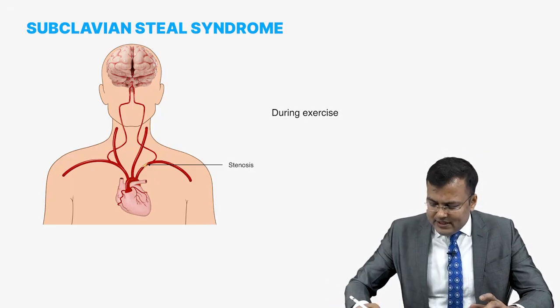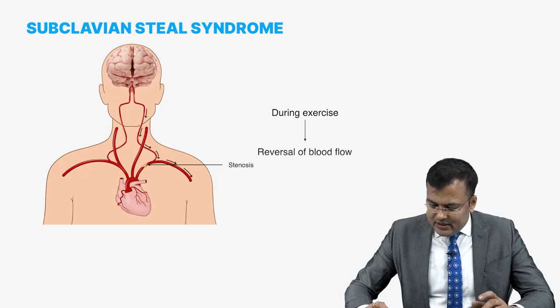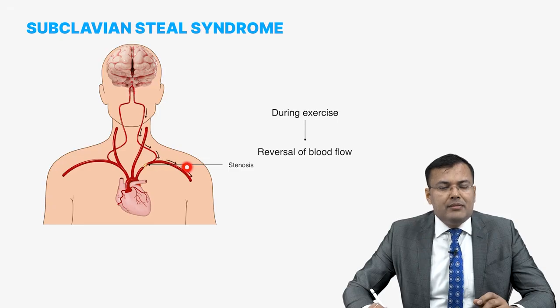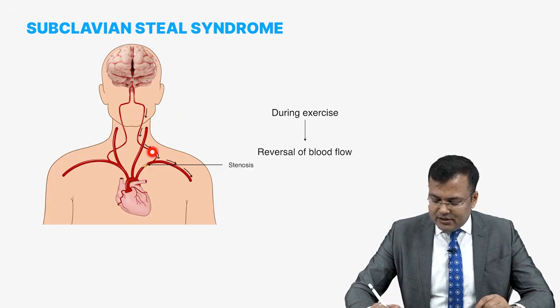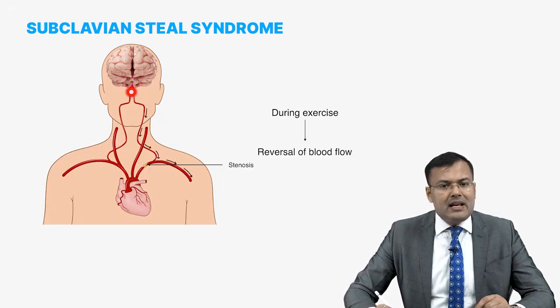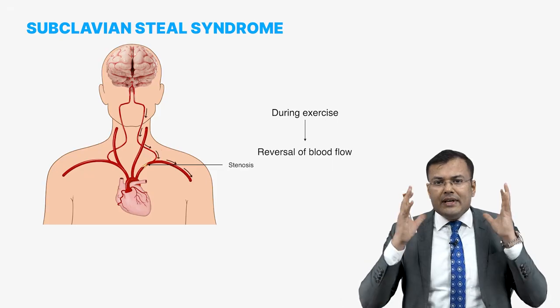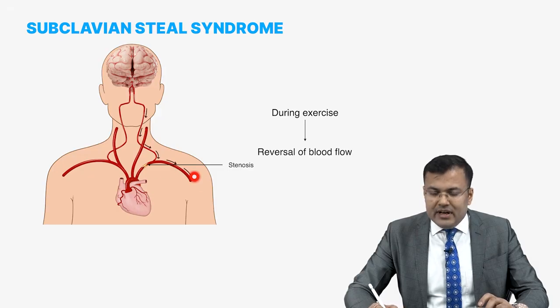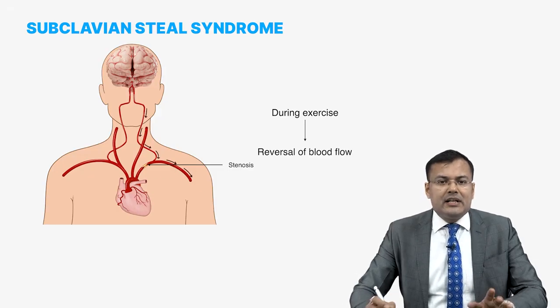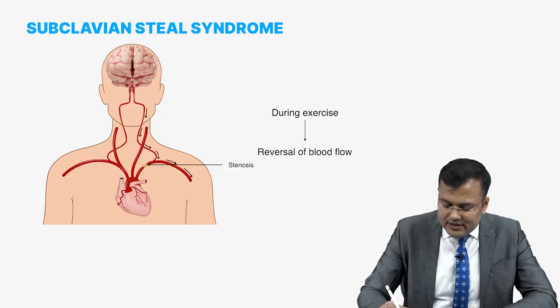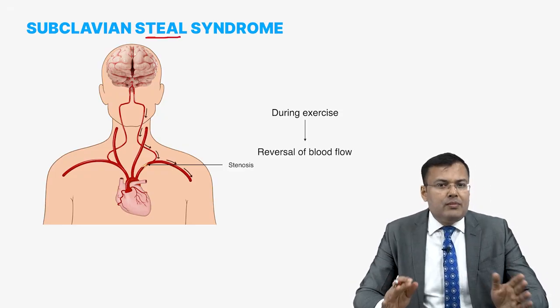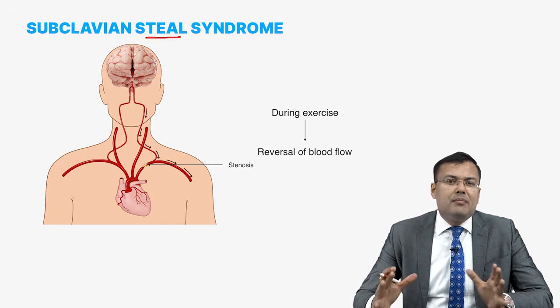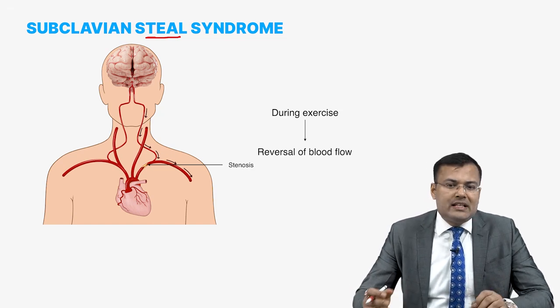So during work or exercise, there is increased demand of blood for the working muscle. But what is the problem? You can see this left subclavian artery is not going to provide the blood because there is stenosis. So during work or exercise, what will happen? There is reversal of blood flow in the ipsilateral vertebral artery. So blood is being stolen from the brain to feed the working or exercising arm. That's why, what's the name? Obviously, subclavian steal syndrome.